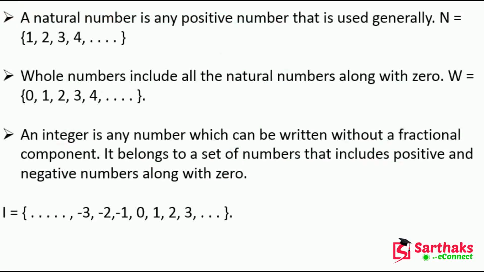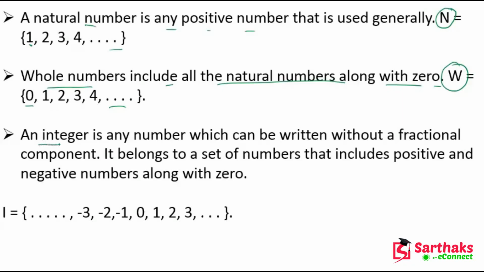So here you can see, if you talk about natural numbers, what are natural numbers? Natural numbers are any positive numbers that are used generally, like 1, 2, 3, 4 and so on. They start from 1 and go up to infinity, and are represented with the capital N. Now if you talk about whole numbers, what are whole numbers? Whole numbers include all the natural numbers along with 0. They start from 0, 1, 2, 3 and so on till infinity. Got it? And they are represented by W. I hope you understand these things.